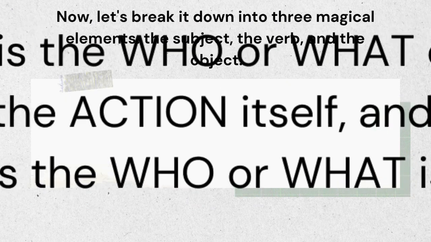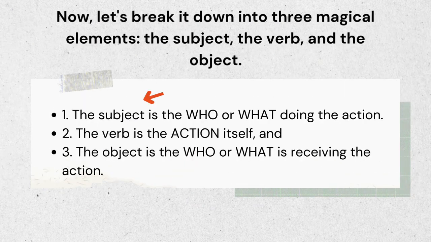Now, let's break it down into three magical elements: the subject, the verb, and the object. 1. The subject is the who or what doing the action. 2. The verb is the action itself, and 3. The object is the who or what is receiving the action.